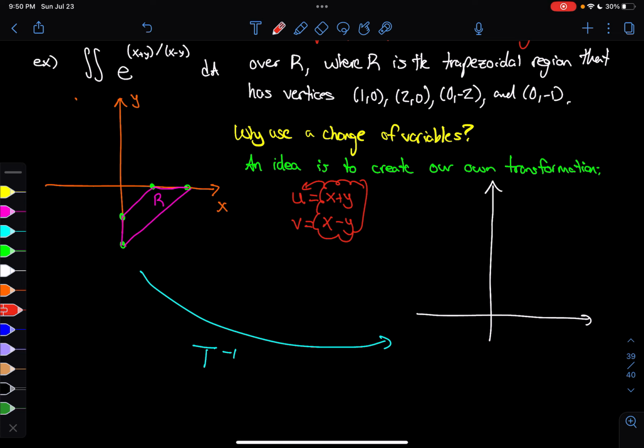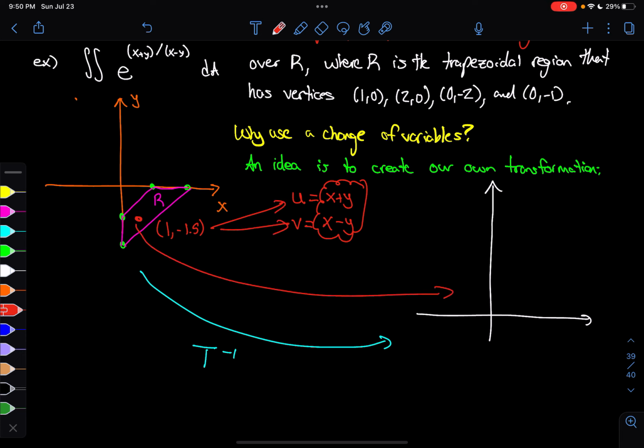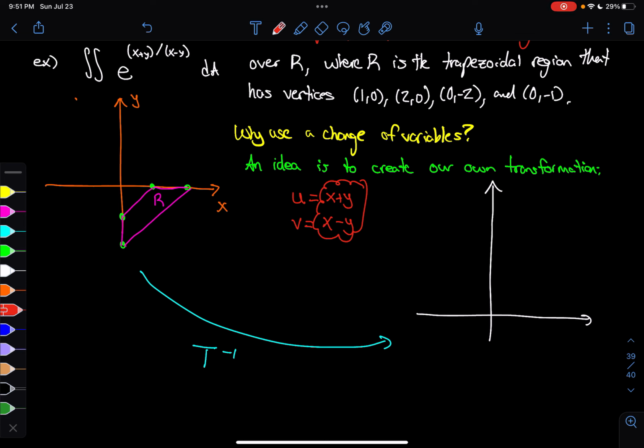So it says you pick a point in this trapezoid, and it has some value, maybe 1, negative 1.5, and I can tell you where to send this point in my u and v land, right? That's what this does. This is an inverse transformation, okay? And so all the rules of what we've been doing haven't used an inverse transformation. We've been using just the regular transformation going from u to v.